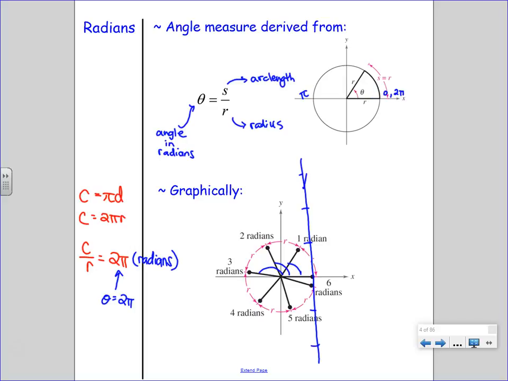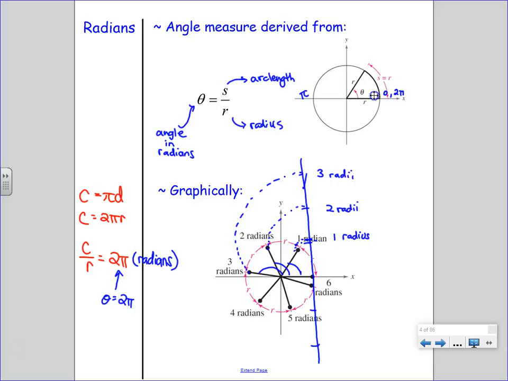Add a little flexible measuring tape and you wrap around. Guess where 1 radius is going to hit? At an angle of 1 radian. Guess where 2 radii are going to hit? At an angle of 2 radians. Guess where 3 radii are going to hit? At 3 radians. That's what radians really mean. It's basically a ruler measured in radii. There's 1 radius, 2 radii, that's the plural, 3 radii, etc.